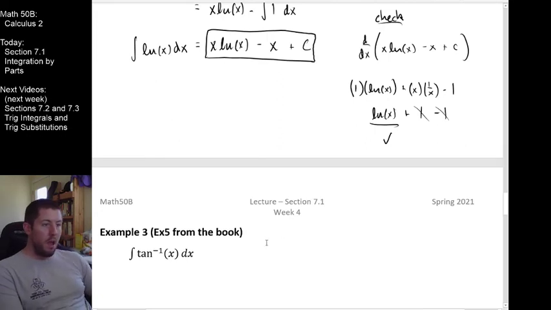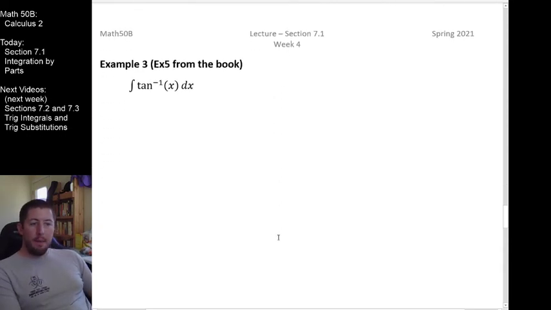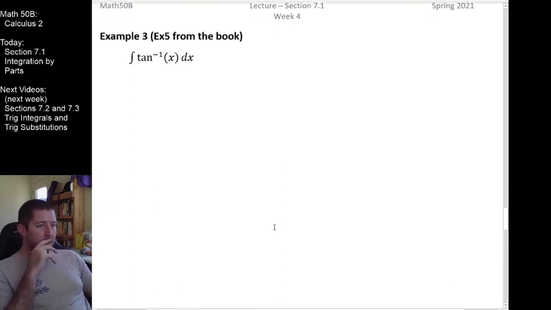Okay, example 3, which is example 5 from our textbook, the integral of inverse tangent here. Now, this is another one where you've never taken a derivative and just gotten out inverse tangent, but this is like natural log, right? This isn't like some wild function. It's not a product of functions. It's not a composition of functions.